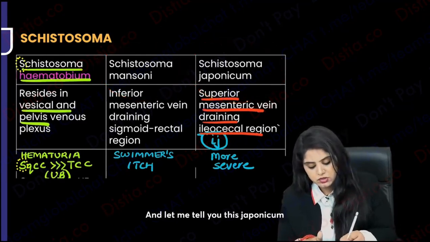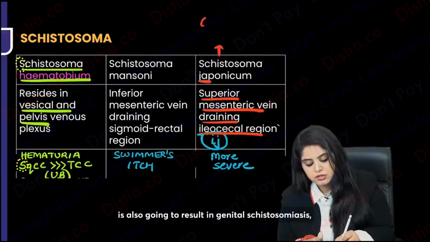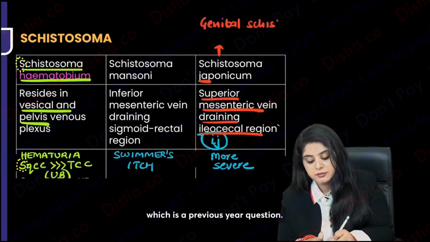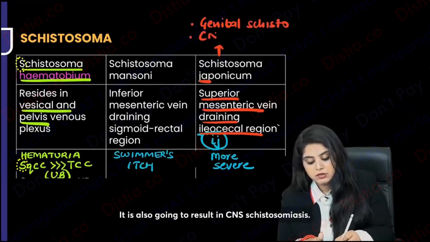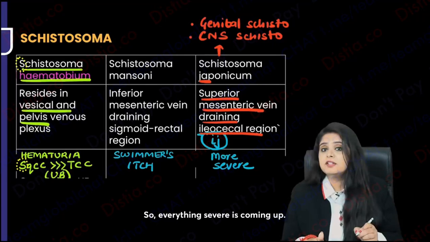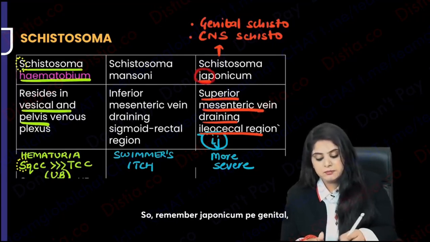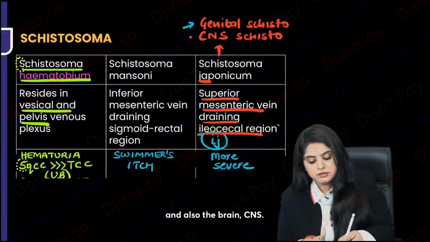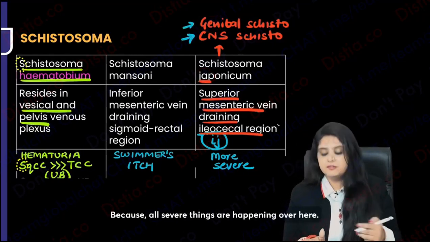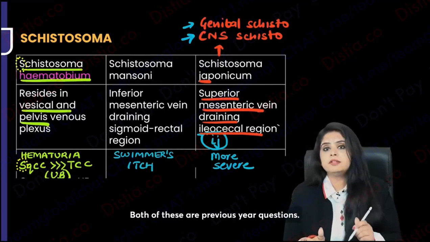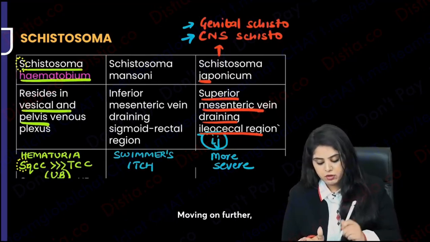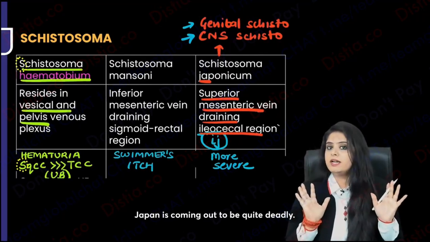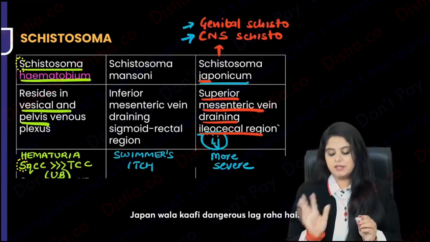And let me tell you, japonicum is also going to result in genital schistosomiasis, which is a previous year question. It is also going to result in CNS schistosomiasis. So everything severe is coming up. So remember, japonicum for genital, and also the brain, CNS, because all severe things are happening over here. Both of these are previous year questions. Okay, moving on further. So Japan is coming out to be quite deadly, right?